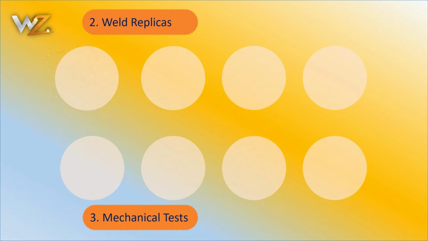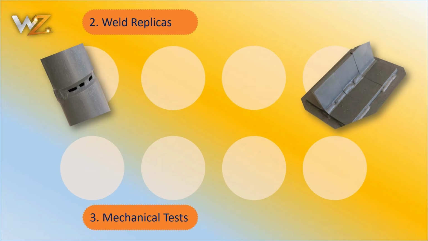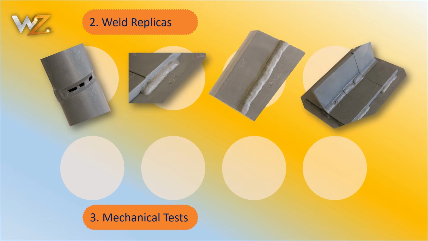Number 2. Weld replicas. You must inspect plastic replicas of different welds such as pipes, T-joints, lap joints, and groove weld plates. You will look for discontinuities or defects and measure their size. Simple meaning: look at the replica, find the problem, measure it, and decide whether it is acceptable.